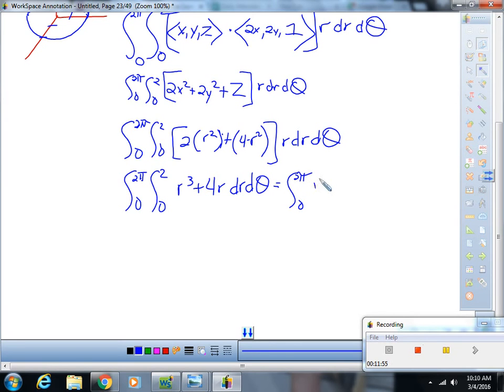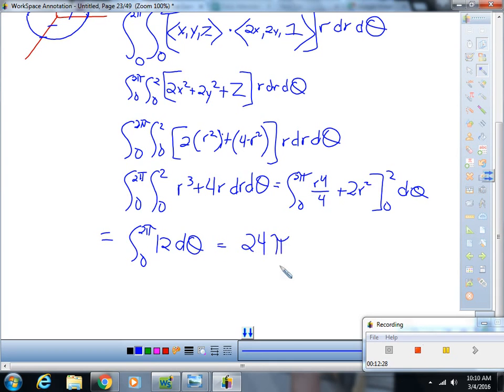which is equal to the integral from 0 to 2 pi of r to the 4th over 4 plus 2r squared from 0 to 2 d theta, which is equal to the integral of 12. We're going to put the rho in at the end, but thank you. Okay? And so you end up getting 24 pi.